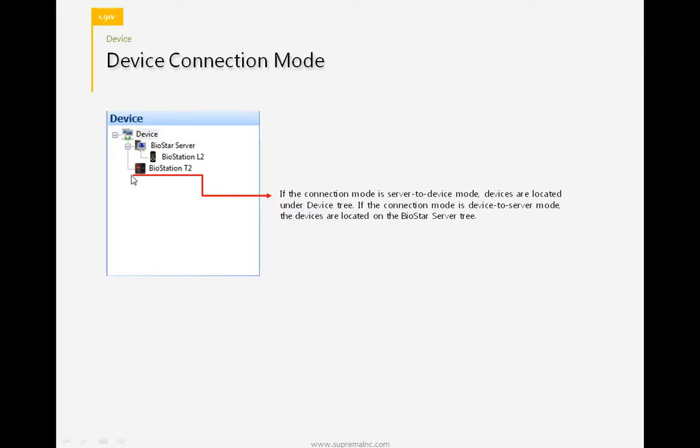Version 1 devices, when the connection mode is server to device mode, the devices are always located under the device tree. If the connection mode is device to server mode, the devices will be located under the BioStar server tree. How about for version 2 devices? Version 2 devices will always be located under the BioStar server tree, regardless of the connection mode. Whether it's server to device or device to server, it's always under the BioStar server tree.